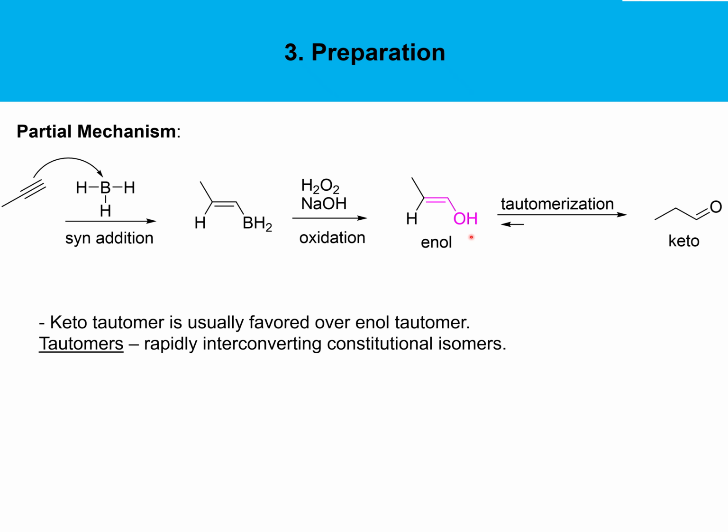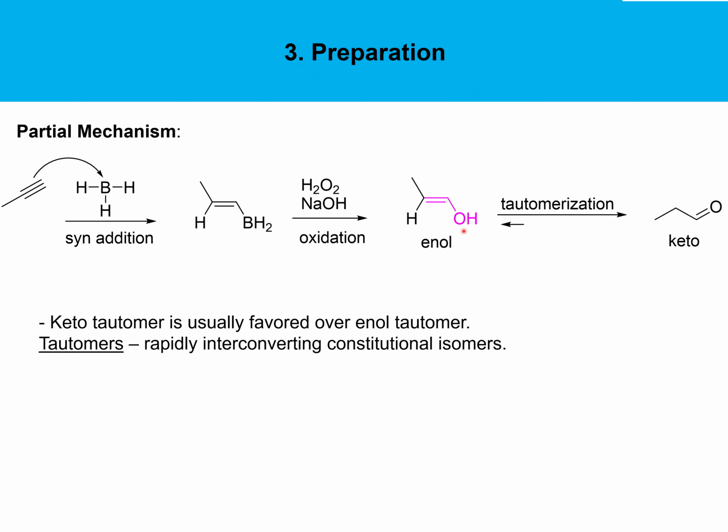But enols are always in equilibrium with a carbonyl. They're called tautomers of each other, and they undergo a tautomerization. The way you can think about enols and keto forms is essentially that these are rapidly interconverting constitutional isomers.